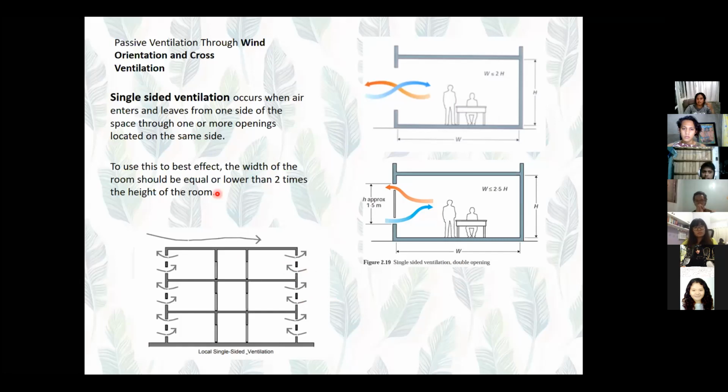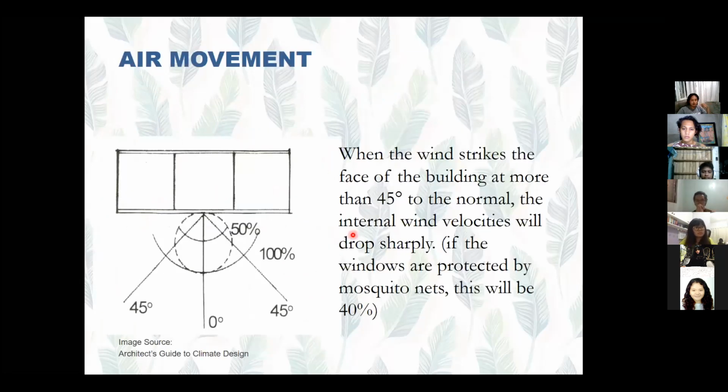Sir, what if sa amo ang pag-allow, sir, is hindi directly sa wind, most of the wind strikes. But wind strikes sa building, sir, 45 degrees to the normal. Okay? Now, ang mangyari is yung internal wind speed na gina-aim natin is decreased, okay, up to 50%. If may mosquito net, up to 40%.